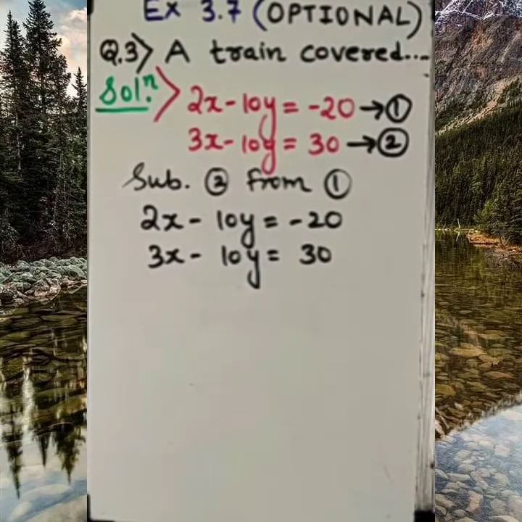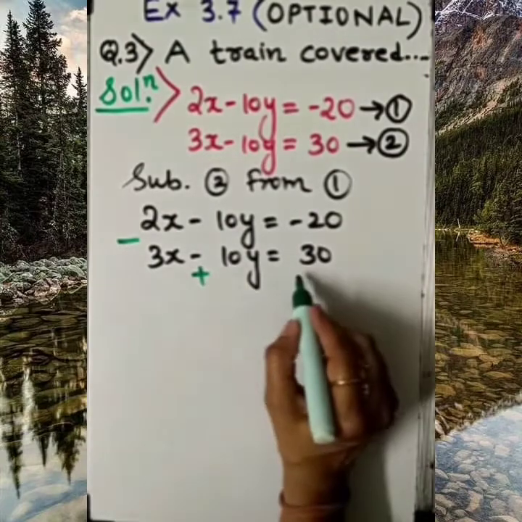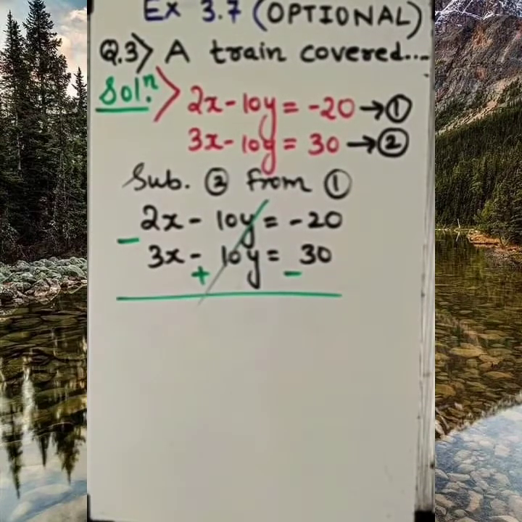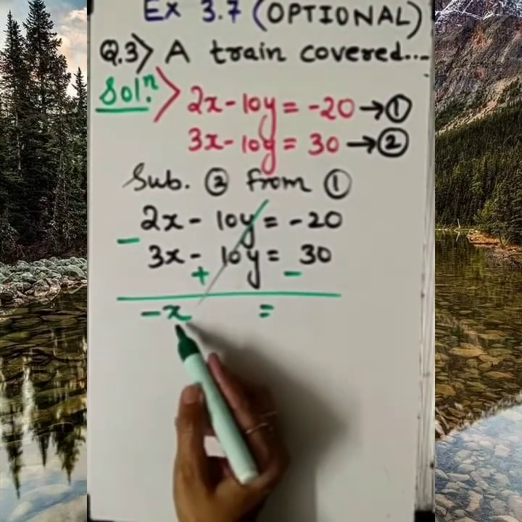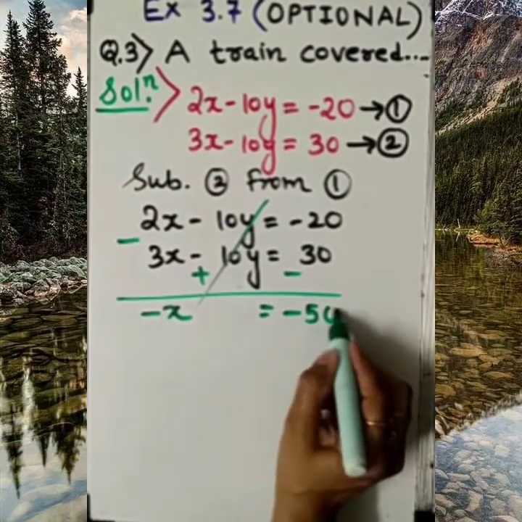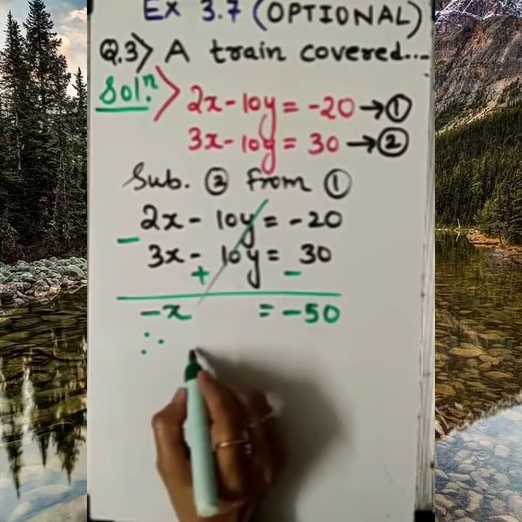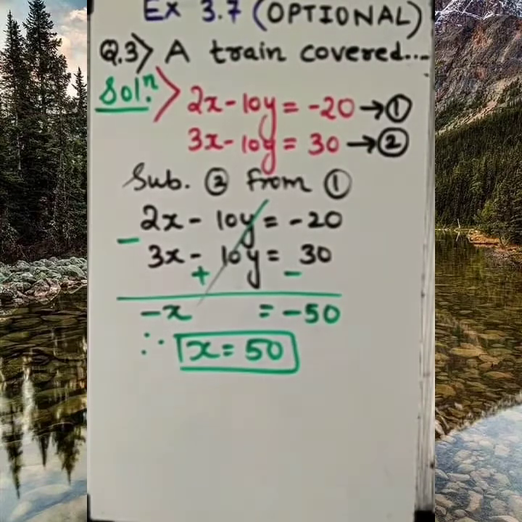So dear student, what are we going to do? We are subtracting. Here it will be plus and here it will be minus, so the y terms will cancel and be eliminated. Now 2x minus 3x gives minus x. Minus 20 minus 30 is minus 50. Clear to you? The minus signs cancel on both sides, so the value of x is 50.